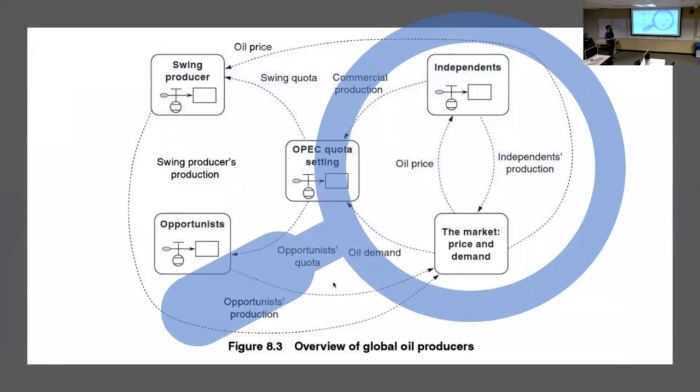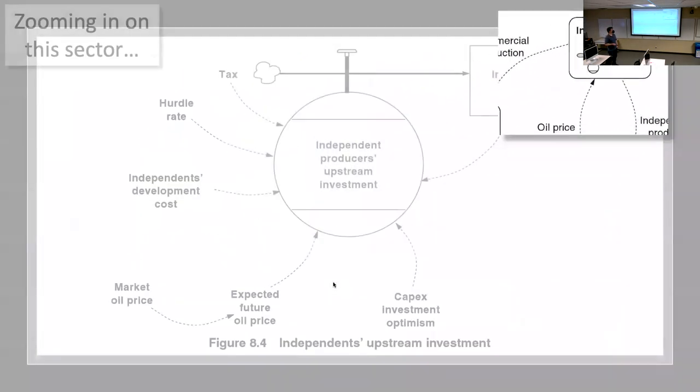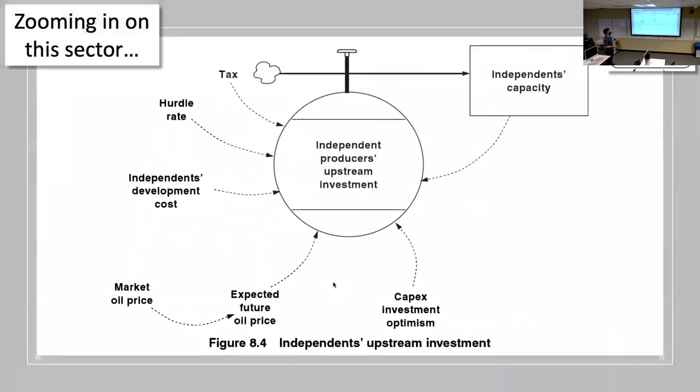So let's look at some of these in a little bit more detail, just to see how we build some of these things up and how complicated they have to be. If we zoom in a little bit on the independents sector, we have this stock, independents capacity. That's how much oil they could produce. And there's a flow, which has to do with the change in their capacity, so how much investment they have in expanding this capacity.